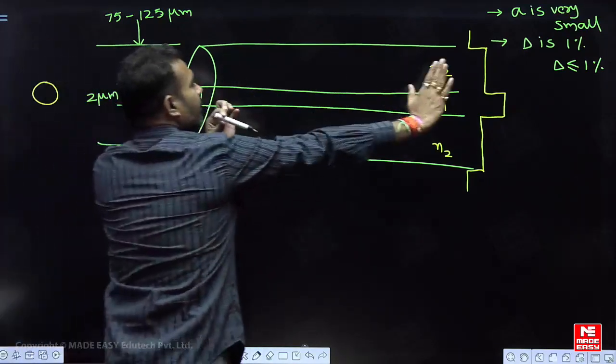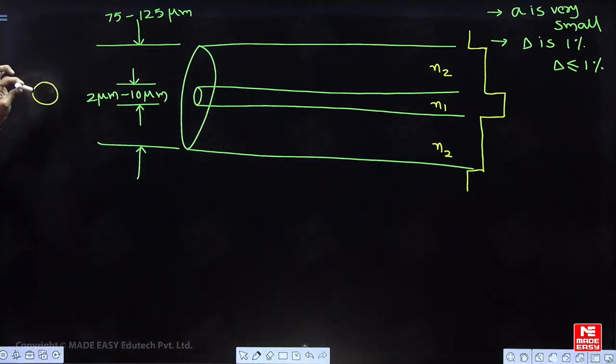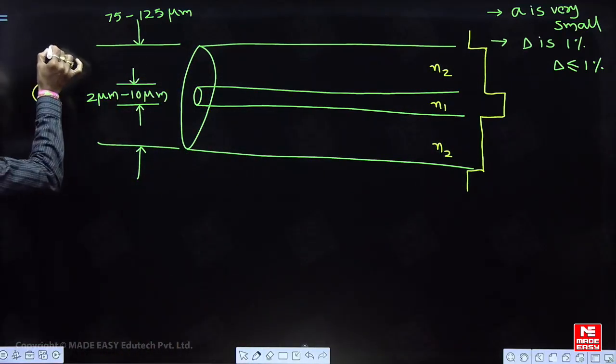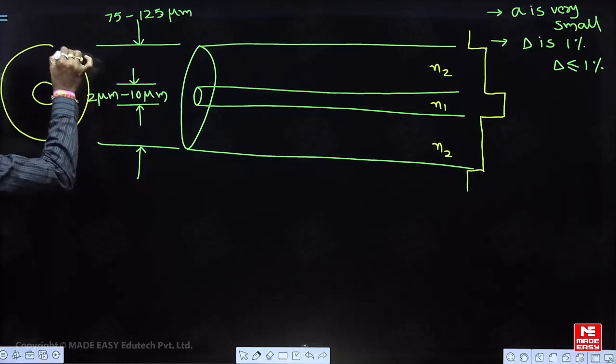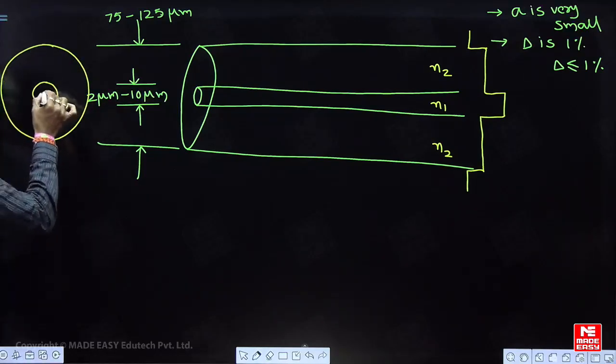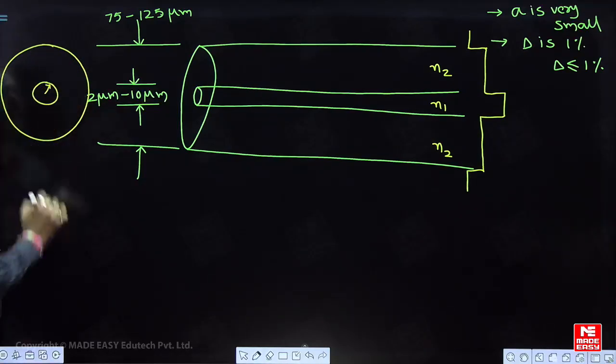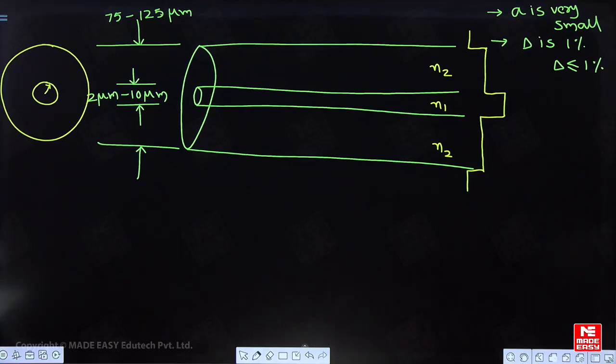See, this is the side view, this is the front view. Here we will see the front view. Now see, the diameter of the fiber is very small, and that is equal to the value of a being very small. I hope you got it clear, right.